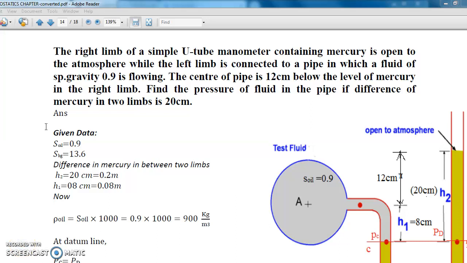Okay student, now we are going to the next problem. First you read the question.